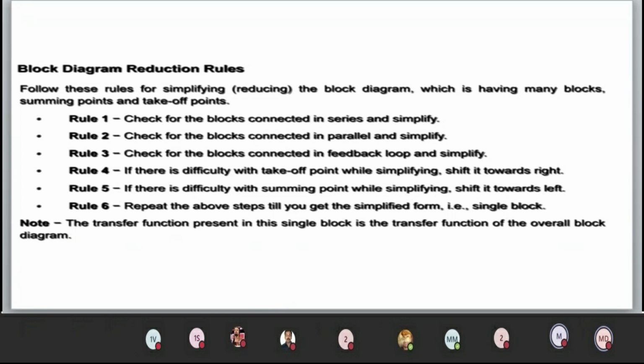Repeat the steps one by one until you get a single block. Okay, so the goal of block diagram reduction is to determine the transfer function of a given system. That may be an electrical system, thermal, hydraulic, or mechanical system.